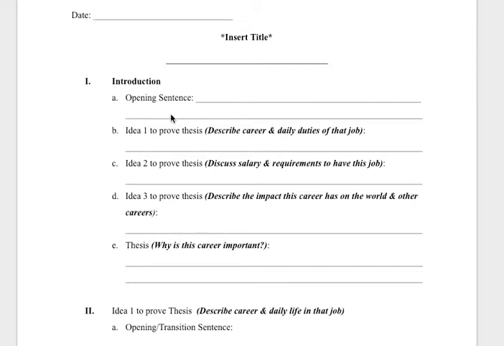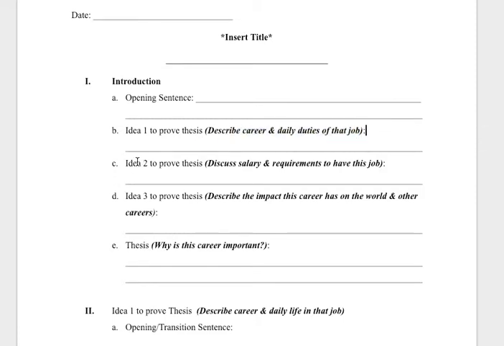All right, then you're going to have your 3 supporting sentences. These should each be an idea for your body paragraph. So idea 1, to prove my thesis. Remember, my thesis is what my entire paper is going to be about. So this will be my first body paragraph. For this essay in particular, this first body paragraph should be about describing your career and the daily duties of that job. So you're going to write 1 supporting sentence here, and this should tell me what your entire first body paragraph is going to be about, which again in this paper is this career and the daily duties.